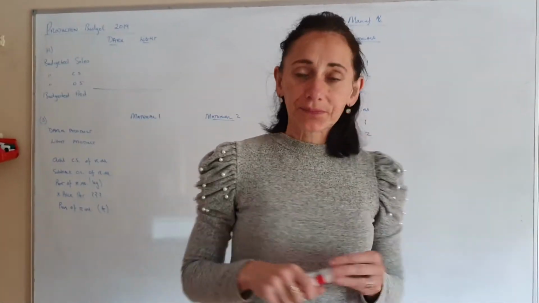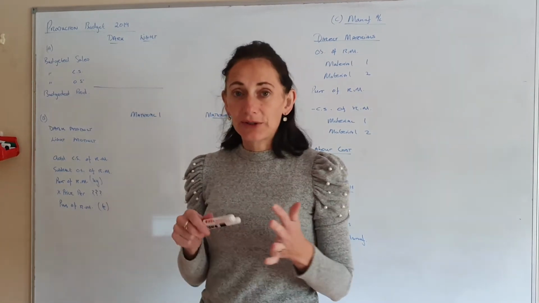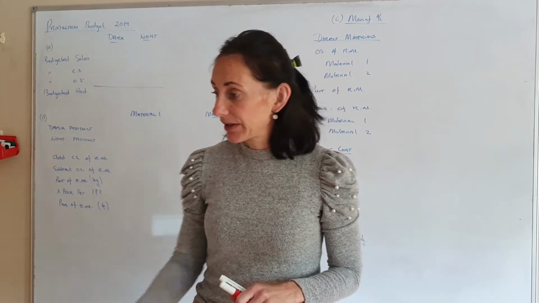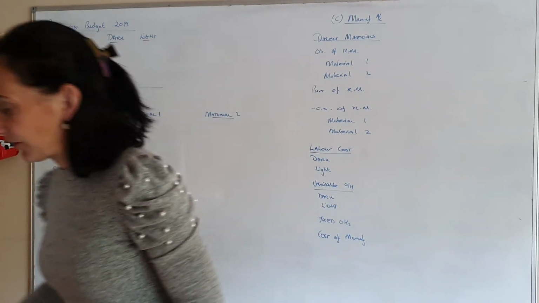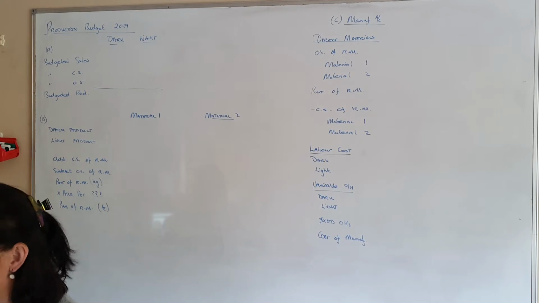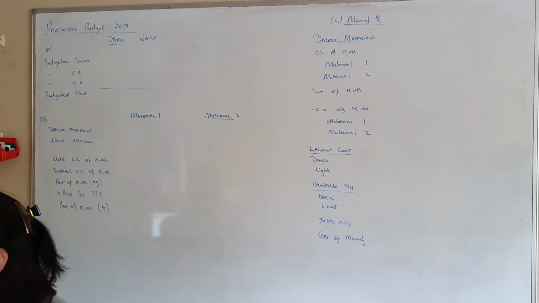Okay, in this video we're going to do the production budget 2019. Make sure you have your solution out in front of you, and can you open up your exam paper. The first thing I'm going to do is, when I go through this, I want you to have a look at the exam paper, have a highlighter out, and I just want you to highlight a few things and point out a few things to you.